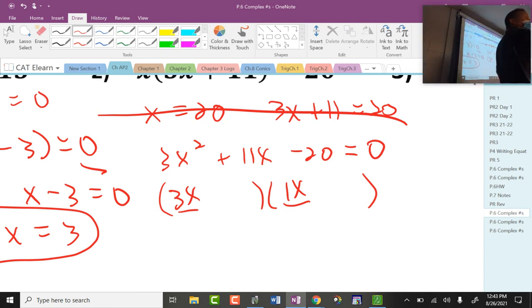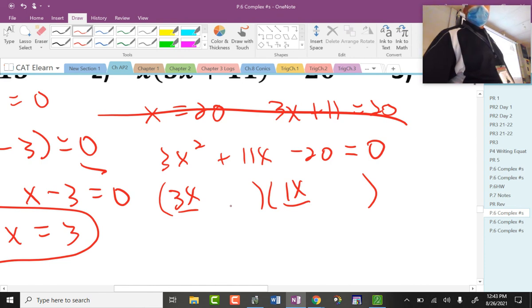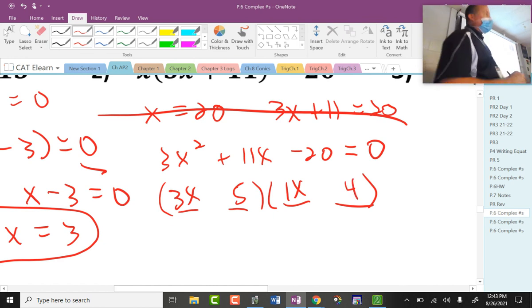Let's stick with that one. Doesn't one of them have to be negative? Guess and check. Who do you want here? Do you want the 4 or the 5? You want to put the 5 here? You want to put the 4 here? Who do you want negative? Okay, now watch what happens.